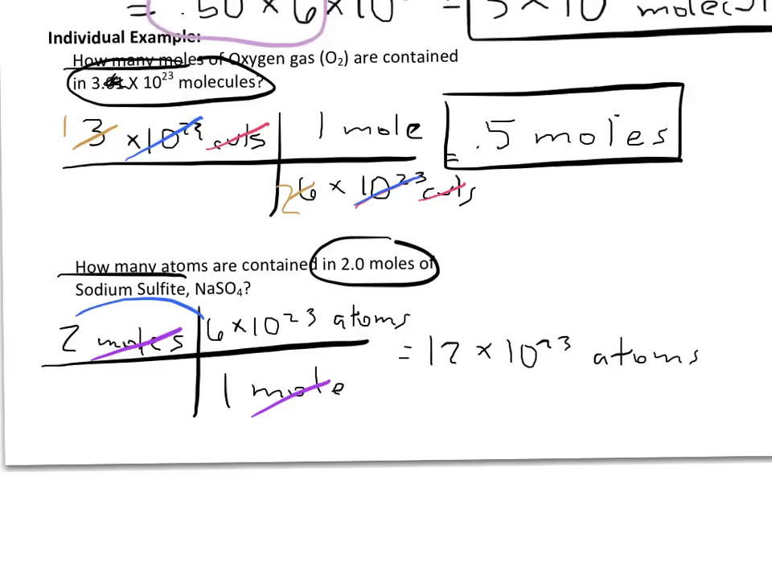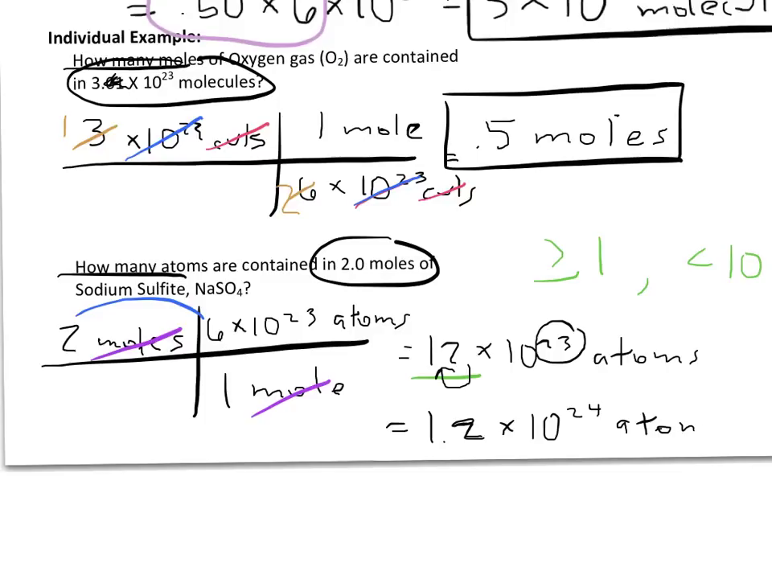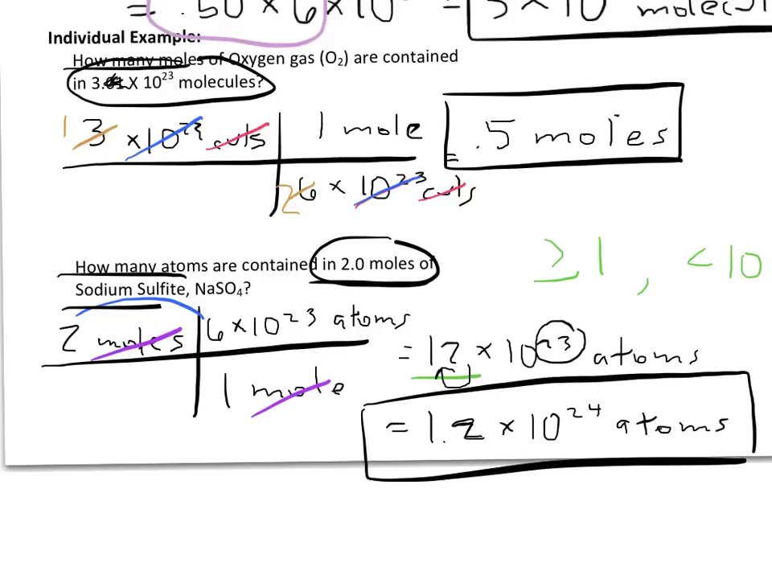But just remind yourself that this base actually has to be at least 1, but it also has to be less than 10. And 12 is currently larger than 10. So we take our decimal and move it one to the left. And we make that base 1.2. And because we did that, we need to increase this exponent by 1. So 1.2 times 10 to the 24th atoms. That would be the amount of atoms in 2 moles of sodium sulfite.